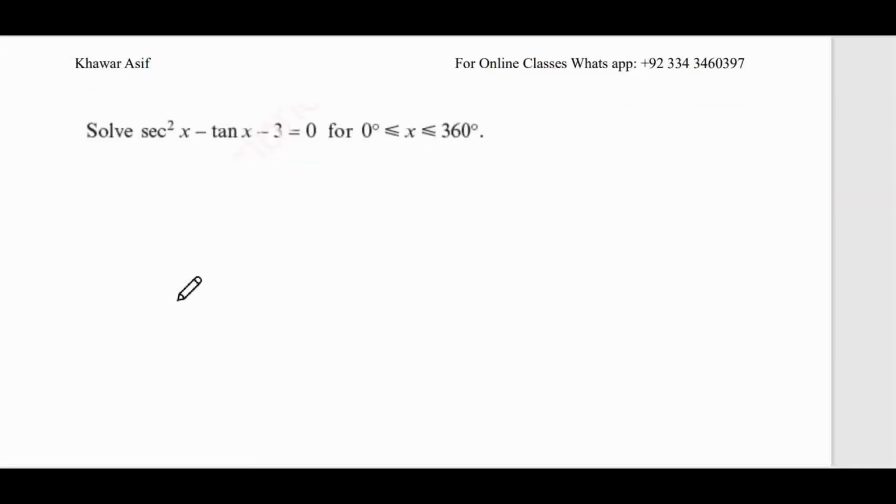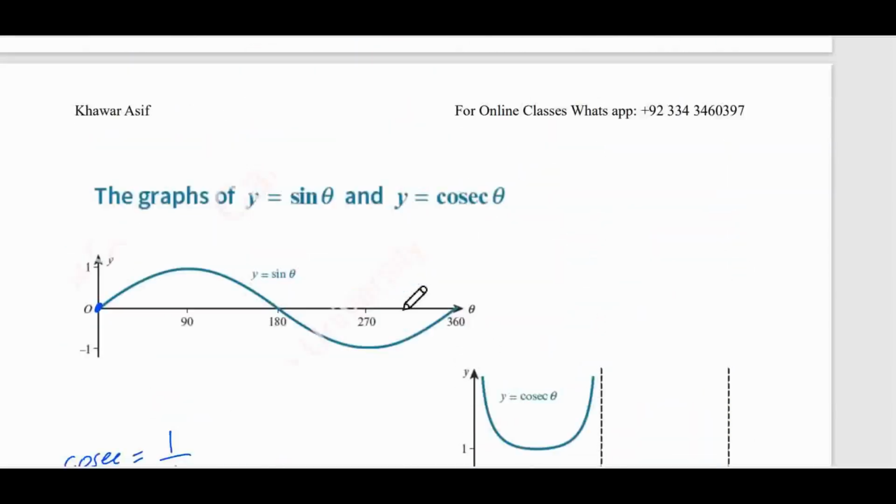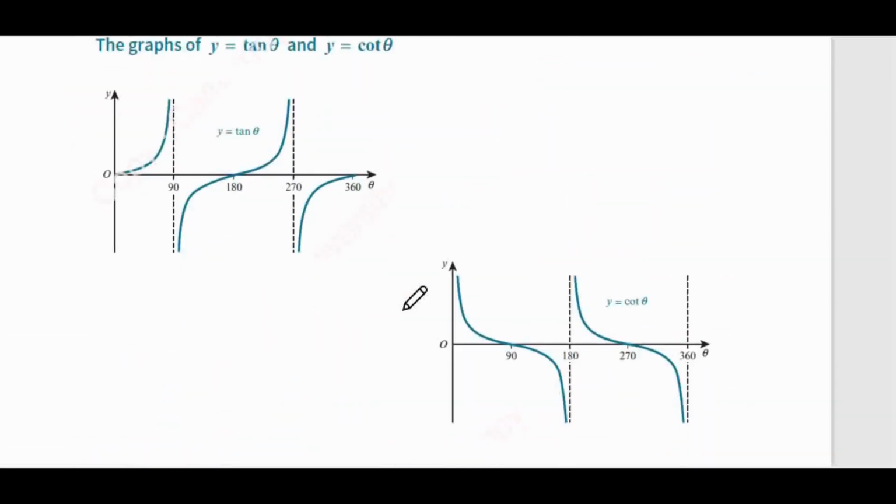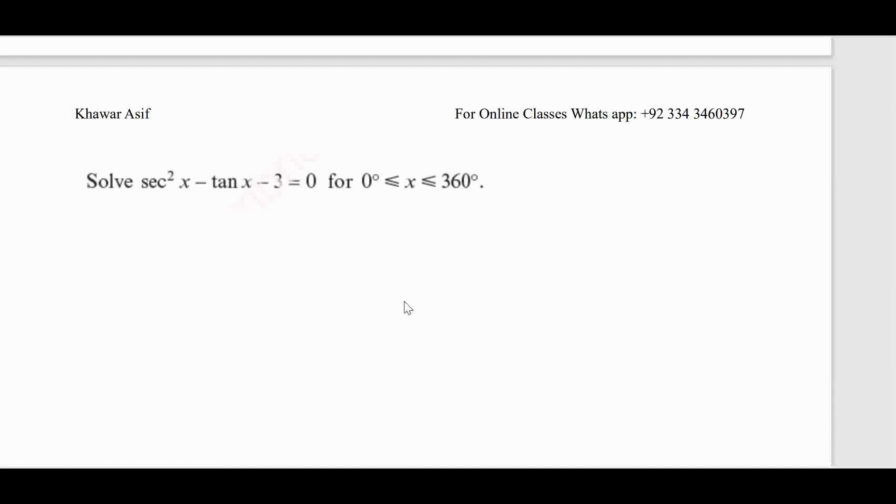Now how to solve the equation? This is a past paper question. How to solve this equation using the identities? As we have seen previously, the identity related to secant square theta is that it will be equal to 1 plus tan square theta. So we have to replace this over here, since we know that secant square theta is equal to 1 plus tan square theta.